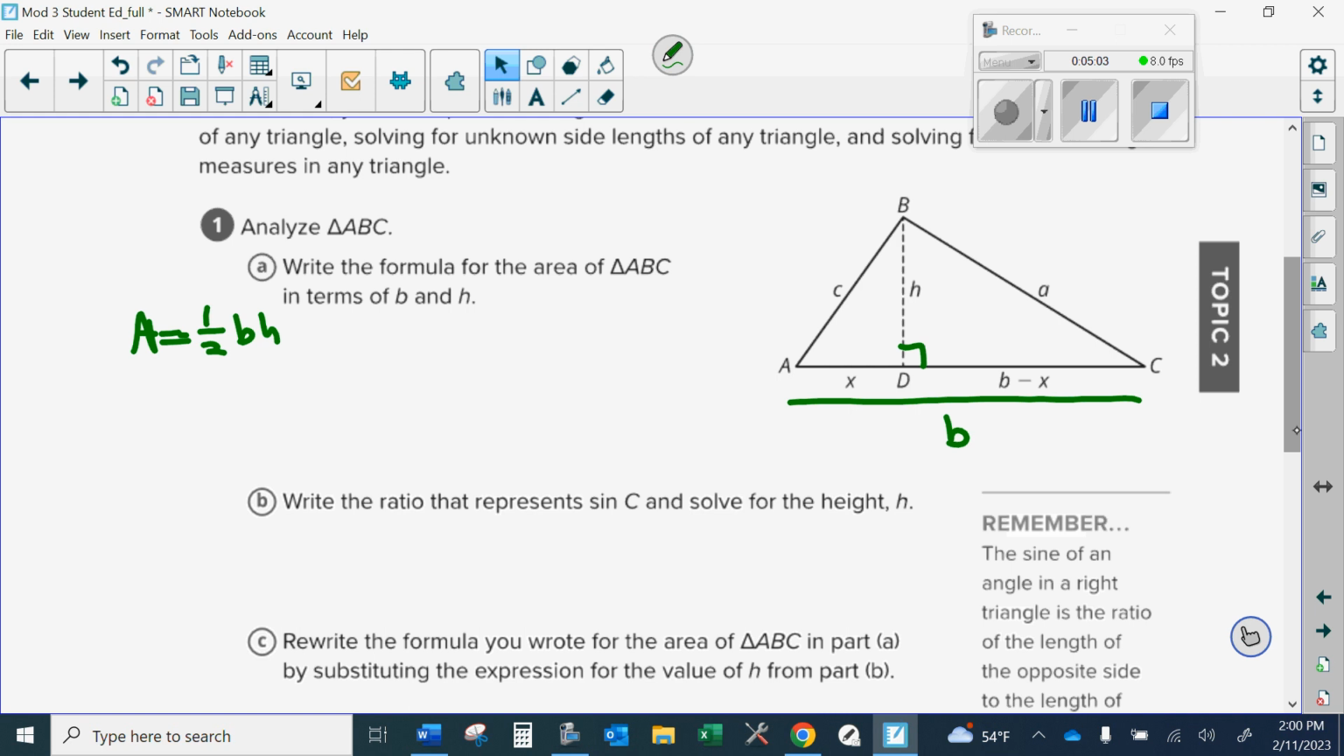It says write the ratio that represents the sine of angle C. So there's angle C as our reference angle. The sine would be the opposite over the hypotenuse, of course.